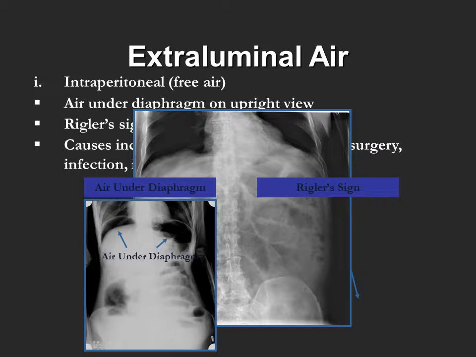It is easier to see air under the right diaphragm as the gastric air bubble may make it more difficult to see air on the left side. An upright view is best to see air under the diaphragm. Note the air beneath the diaphragm on the plain film shown on the left.